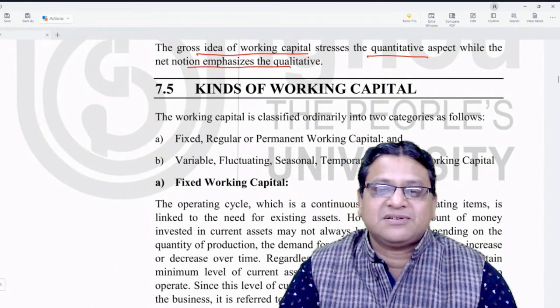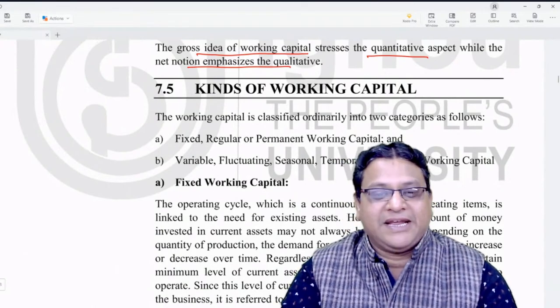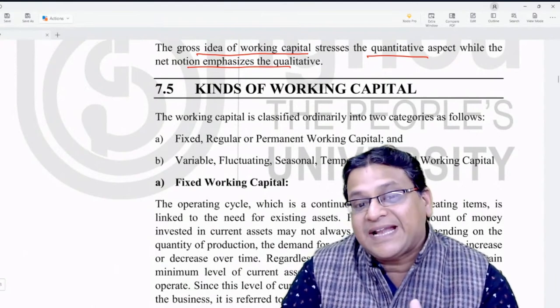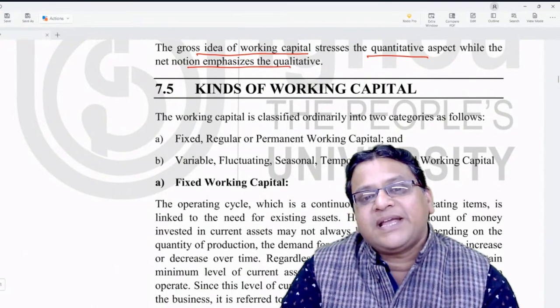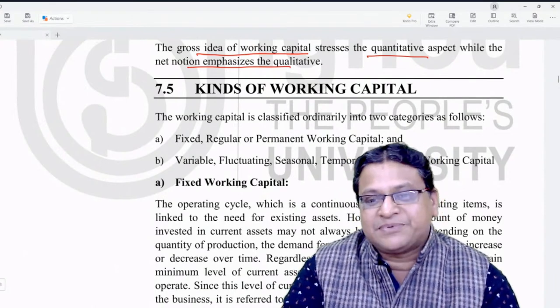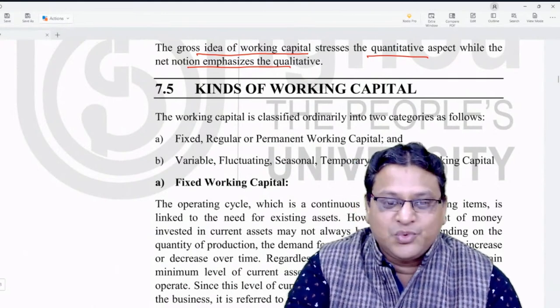Next, we will discuss different kinds of working capital. What are different kinds of working capital? What are different categories of working capital? Working capital may be classified ordinarily into two types or two categories. What are the two categories?